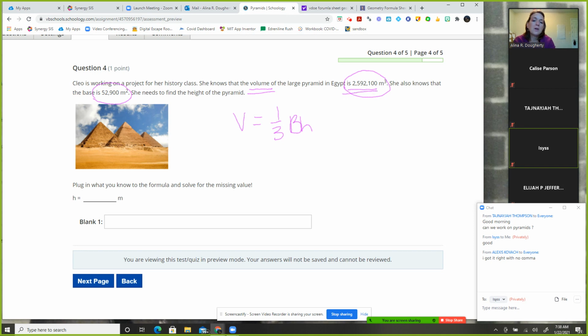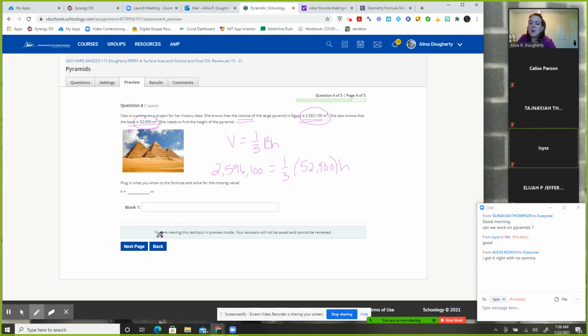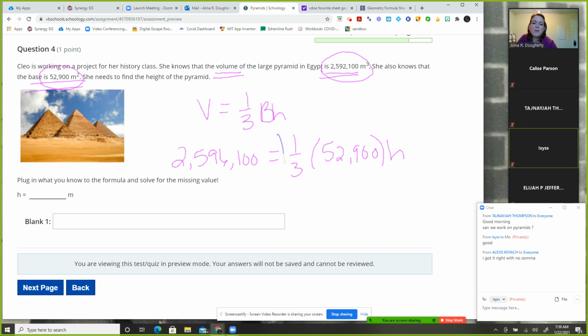I know the volume, so I can put my 2.5 million here. And I know the base. So that's 1/3 times 52,900. And I want to know the height. So the first thing you want to do is clean up your equation, right? So we'll put this part in the calculator and simplify that. What's 1/3 of 52,900?